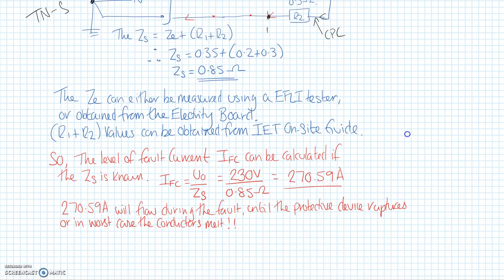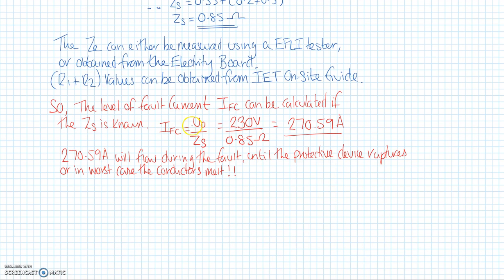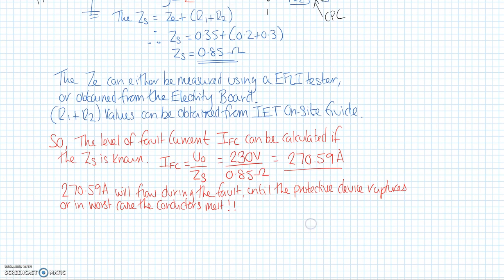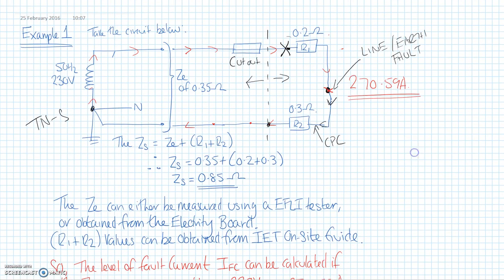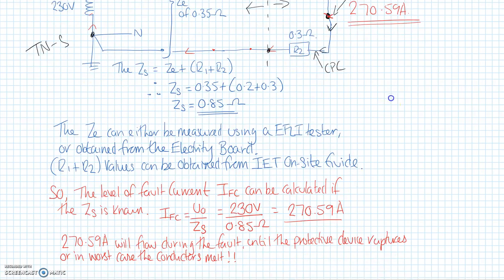And now looking at Ohm's law, if I move this down here, we can see that the fault current is worked out using Ohm's law, V over R. Instead, as we're in AC, we're using phase line to earth volts, 230 volts, over our calculated impedance of 0.85, so we get a fault current of 270.59 amps, which is what we have here.